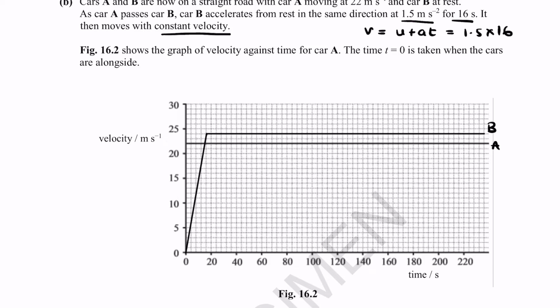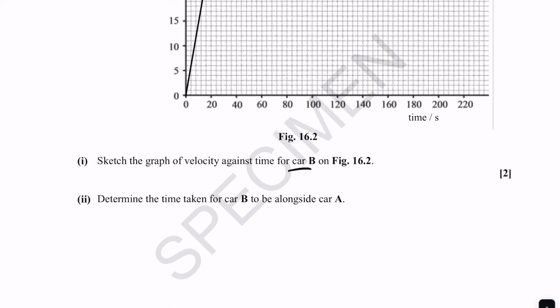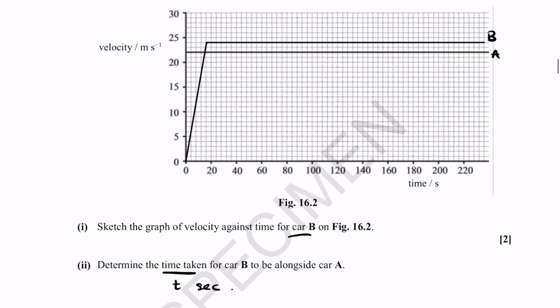Now, the next part says, determine the time taken for car B to be alongside car A. Let's say that time is t seconds, and we know that they would be alongside each other when the distance covered by them is the same. So we need to look at the area under the sections of A and B. I can use a trapezium as well, that's fine too, but I'll just do it in bits and bobs.